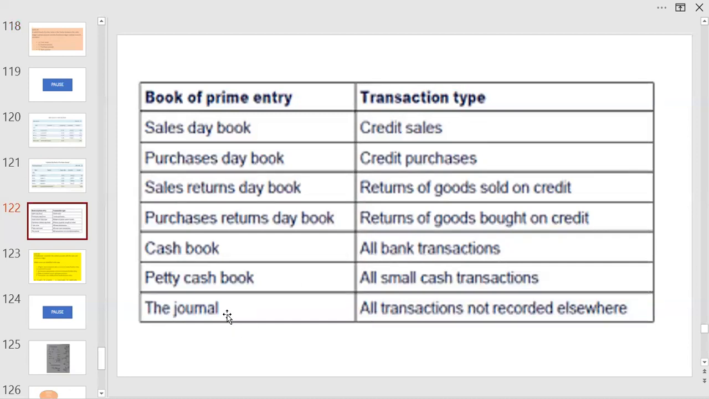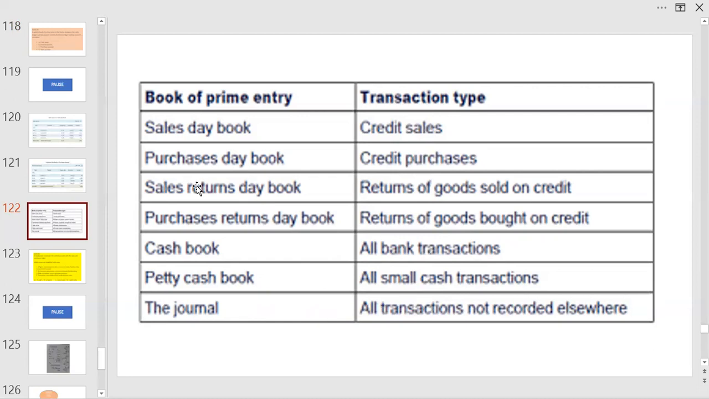Now here is the important thing. The journal: all transactions not recorded elsewhere. Now, if you can't enter any of those transactions in any of these books, the ultimate resort is to go to the original, the general journal book.